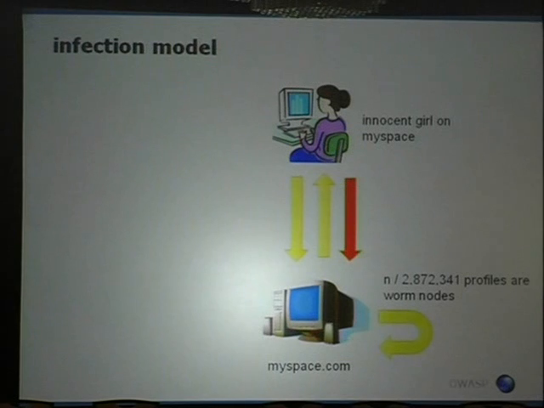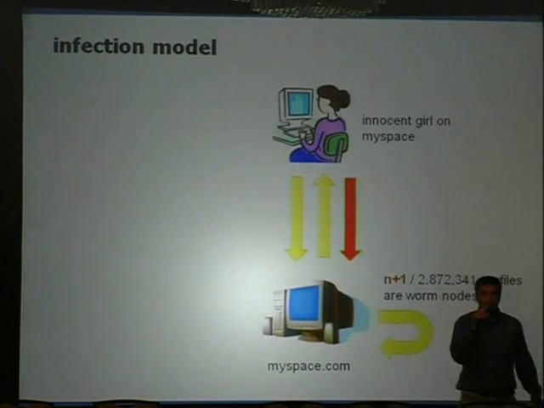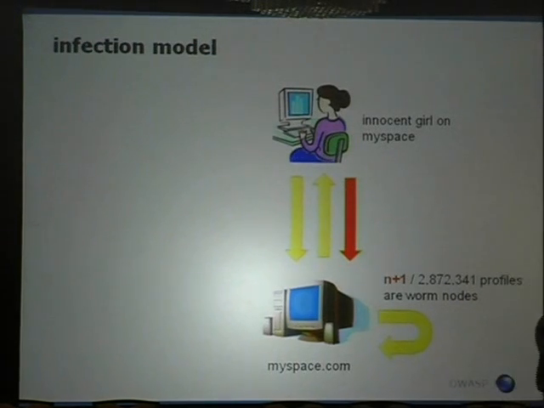Okay, so now it was N, but now it's N+1 out of however many profiles are now worm nodes. So the worm is strictly on MySpace, has nothing to do with the users. We're not owning the users at all. Okay, so let's see if we can change that in the next generation.